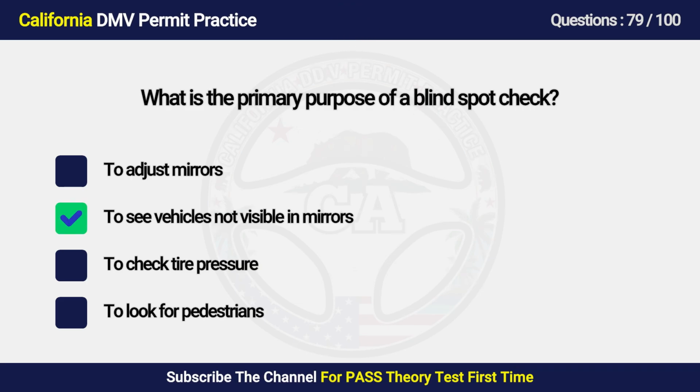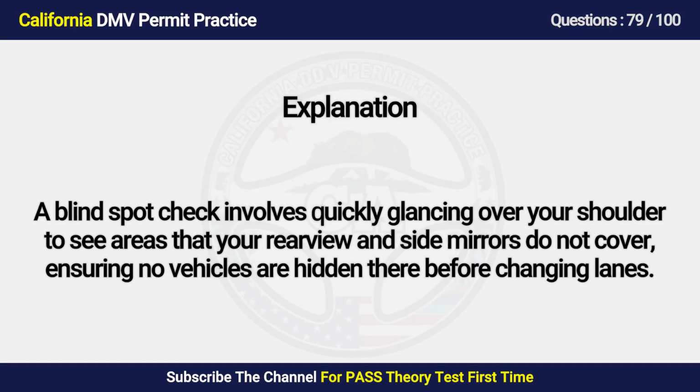Answer is B. To see vehicles not visible in mirrors. A blind spot check involves quickly glancing over your shoulder to see areas that your rearview and side mirrors do not cover, ensuring no vehicles are hidden there before changing lanes.